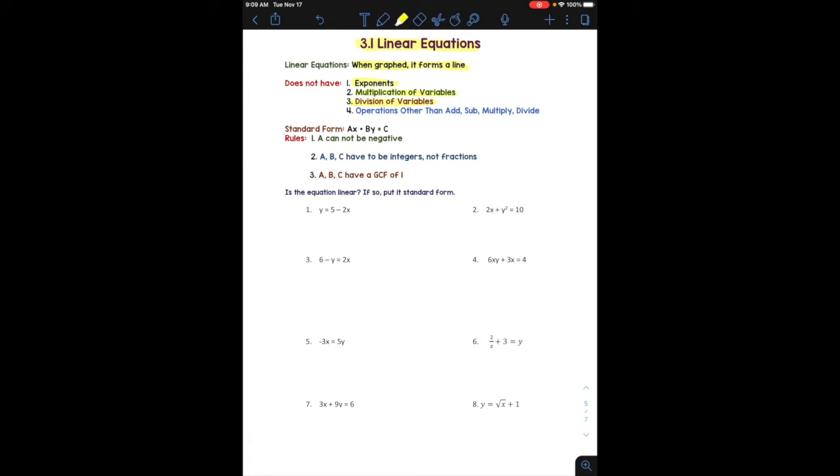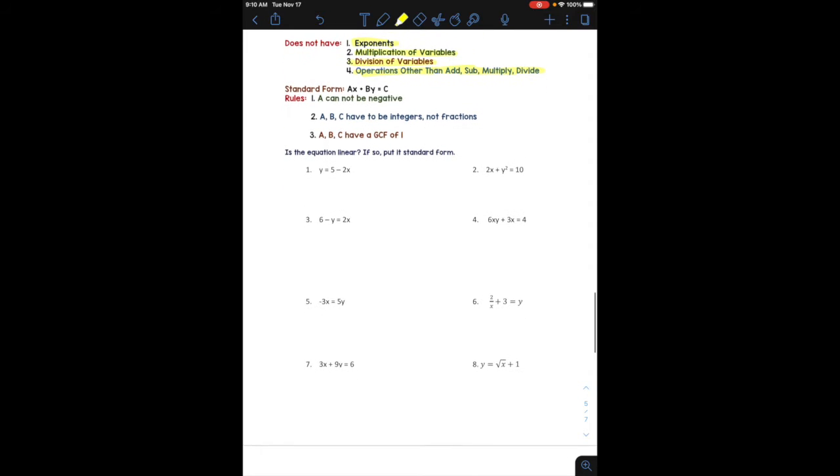And the last thing that we could describe that linear equations do not have are any other operations than addition, subtraction, multiplication, and division. If you see square root or any trigonometry, sine, cosine, tangent, that would not represent a linear equation. So down below, what we're going to look at is whether the equation is linear or not.